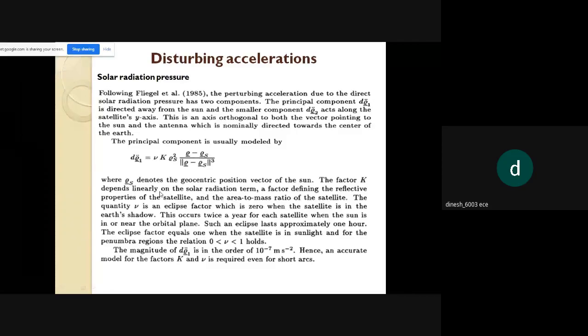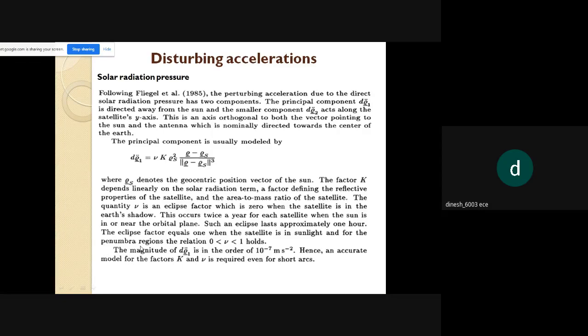K is a factor which depends on the linearity of the solar radiation term, which defines the reflective properties of the satellite and the area to mass ratio of the satellite. The quantity V is an eclipse factor, which is 0 when the satellite is in the Earth's shadow region. This occurs twice a year for each satellite when the sun is near the orbital plane. Such an eclipse lasts for up to 1 hour, so this can be easily determined.